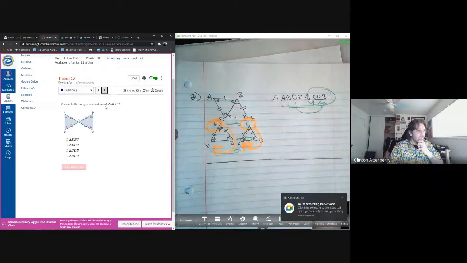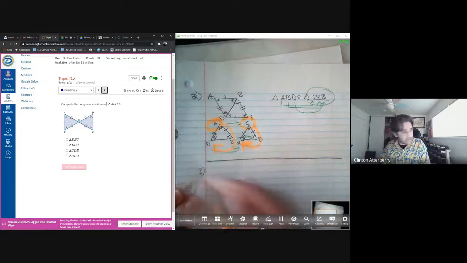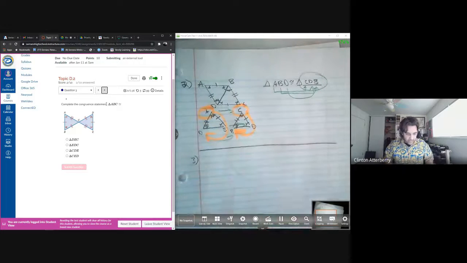Okay, so we're on question 3, which is very similar. So I think we can go through this one a little bit faster. Question 3 looks very similar. This time, however, we have 2 triangles that face each other. So it looks kind of like a bow tie.